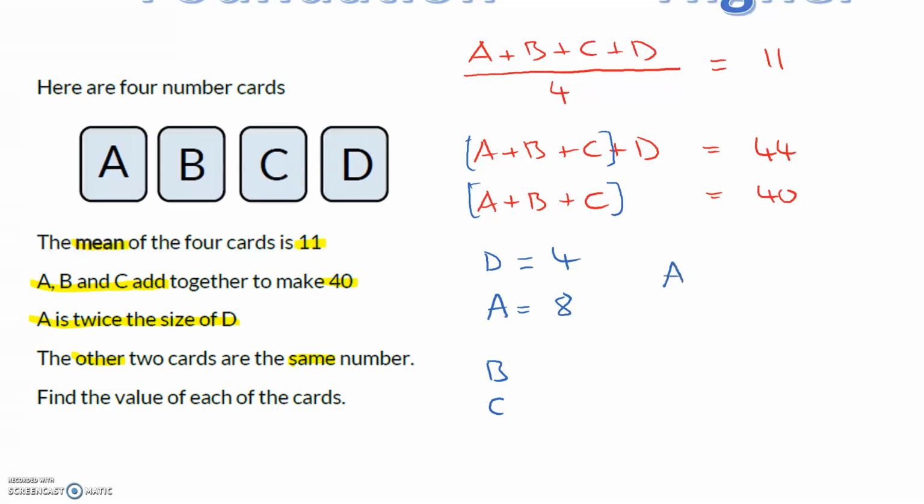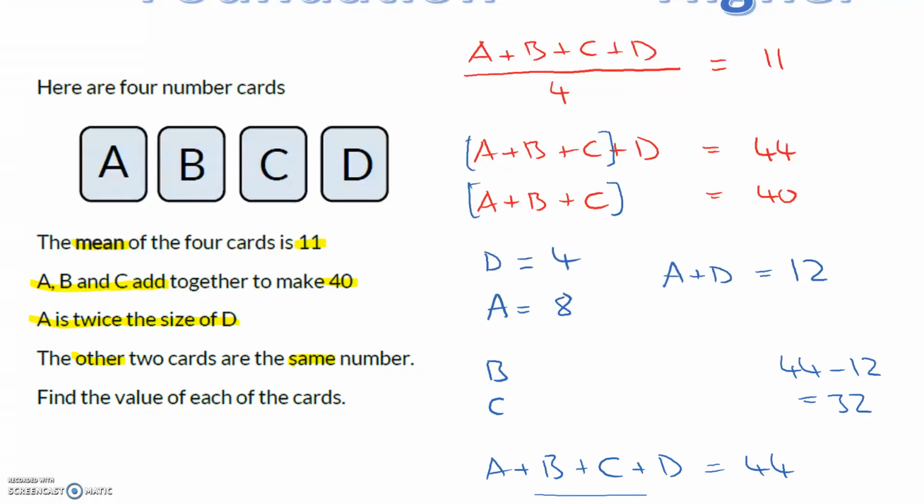So let's think, A plus D gives me 12. And A plus B plus C plus D gives me 44, and A and D make 12. So let's do 44 take away 12. That gives me 32. Why have we done that? Well, A plus D is 12, so we can take away the A and D from here and take away the 12 from here. Therefore, B plus C must equal 32.